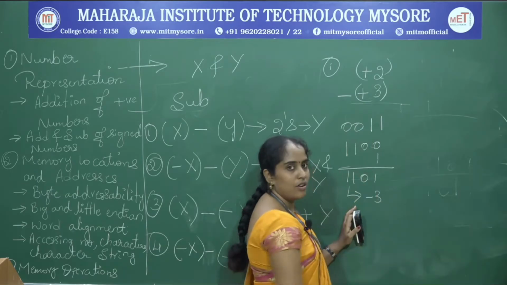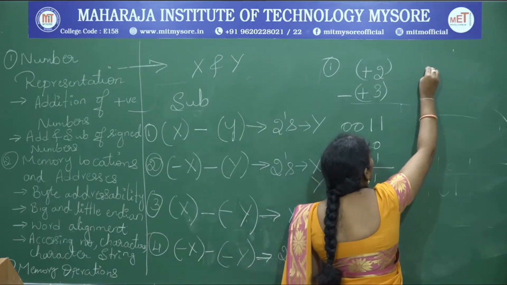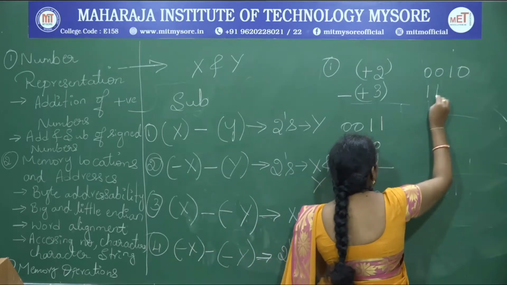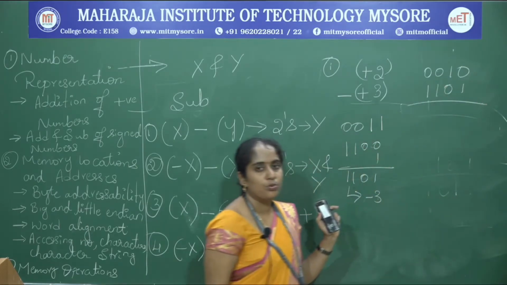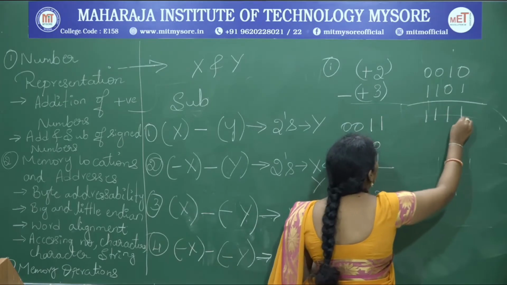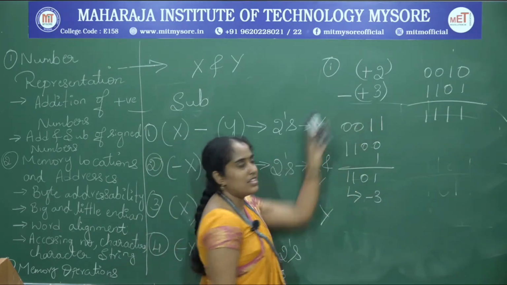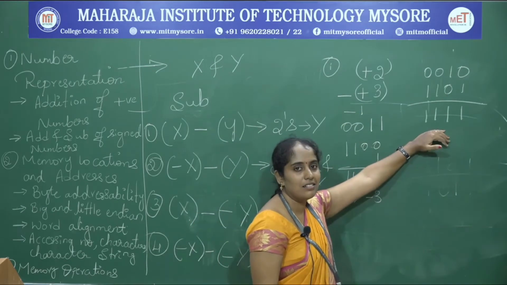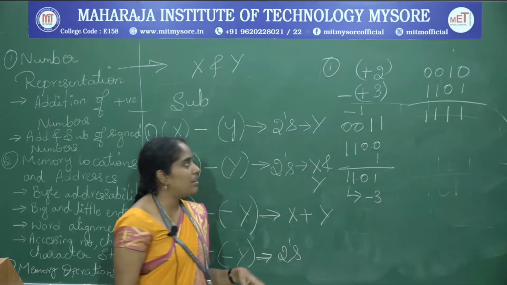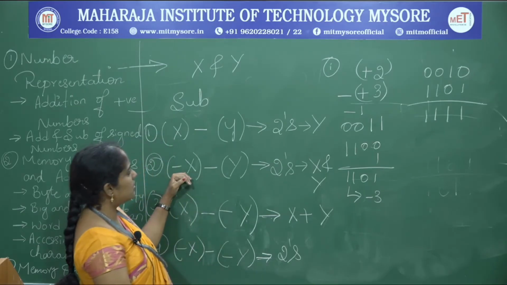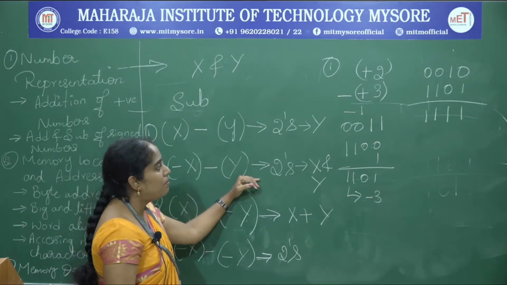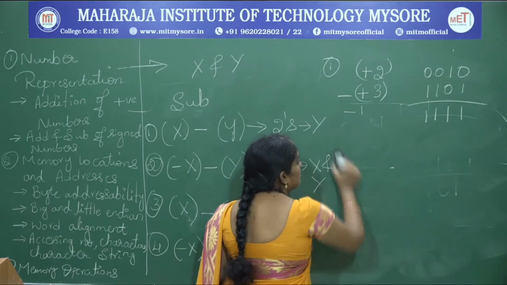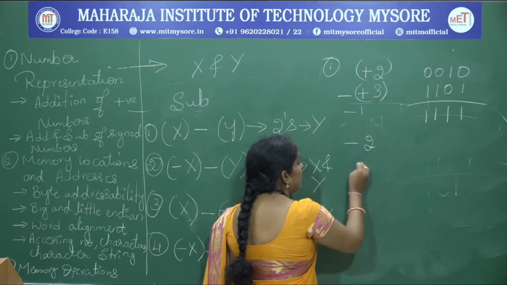Now add x and y values. For 2 it is 0, 0, 1, 0, and for minus 3 it is 1, 1, 0, 1, and add these two. Okay. So 1, 1, 1, 1. Now the answer for this is minus 1. So take the 2's complement of 1, you will get this answer. Okay. Then take another example: minus 2 and plus 3. Minus 2 and plus 3.